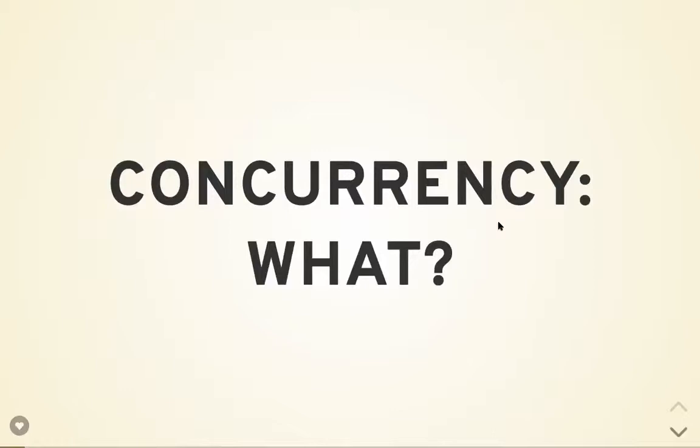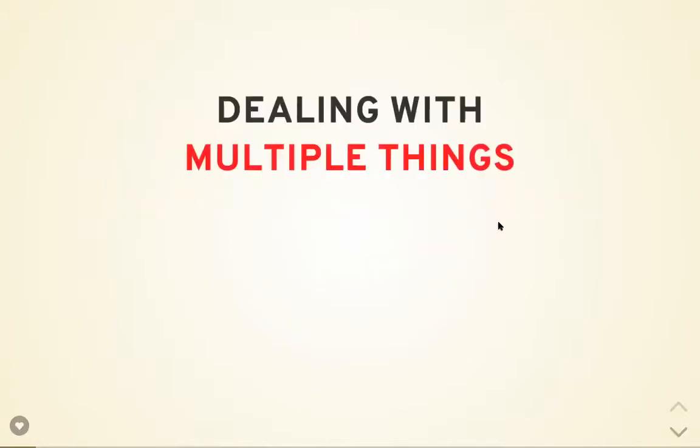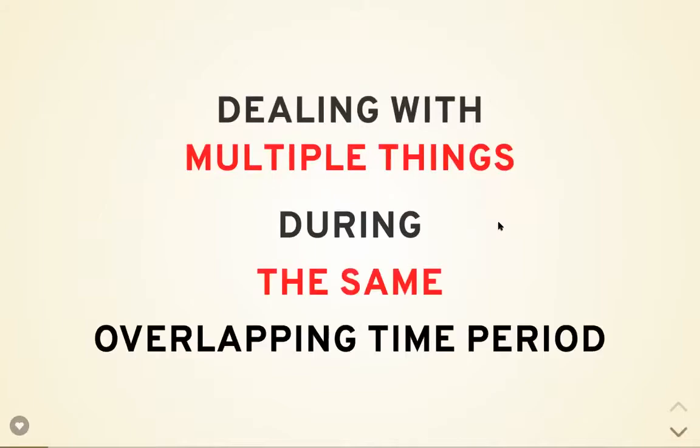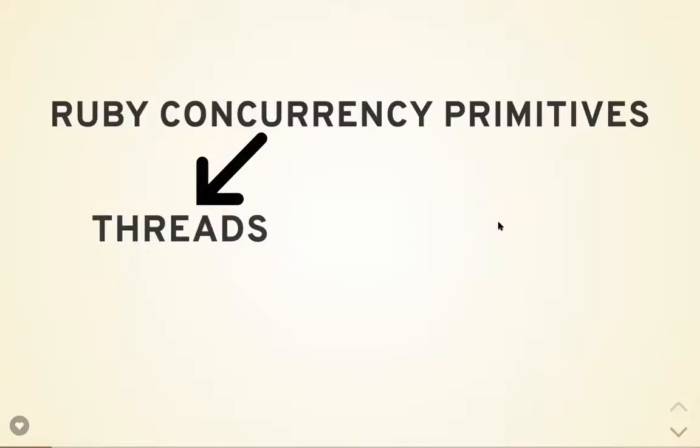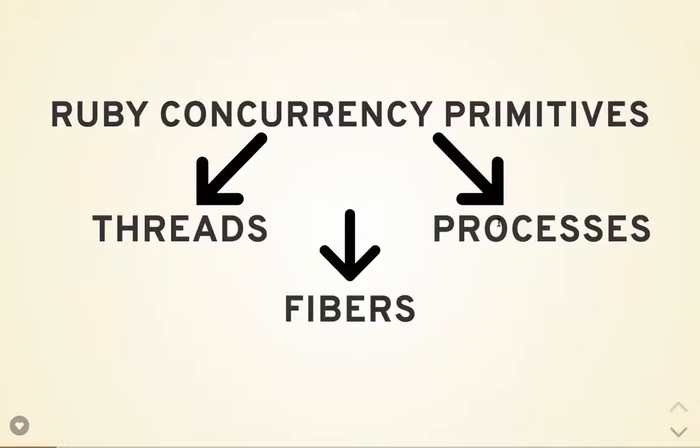So what do we mean when we say concurrency? We mean dealing with multiple things during the same overlapping time period. So that's the gist, the overall description of it. And Ruby has several concurrency primitives. There are several tools in Ruby for you to run several things at the same time. One of them is threads, the other is fibers, and the other is processes. Because on each of these you can do 10, 20, 100 presentations, I'll focus on threads, which is my favorite way of solving some of the hardest problems that we can get.